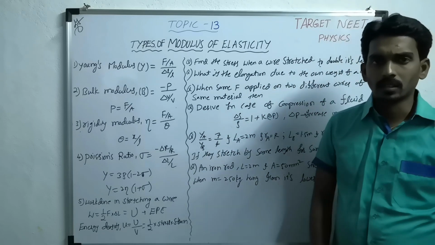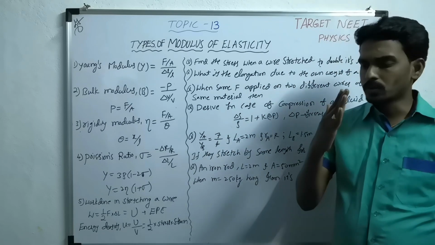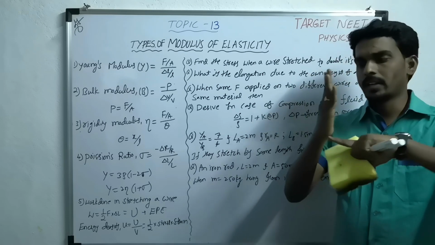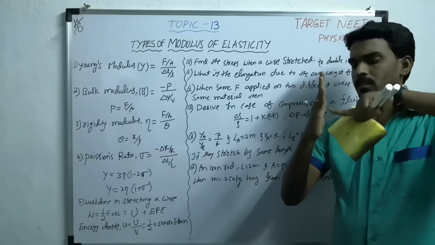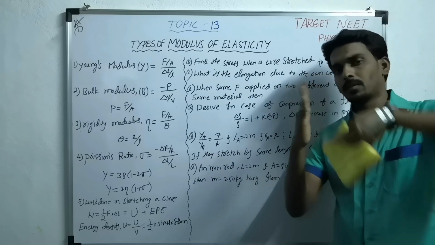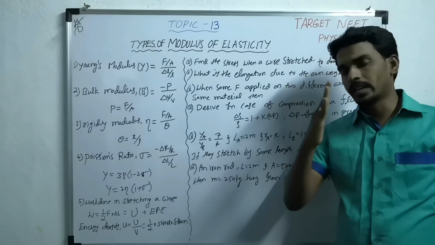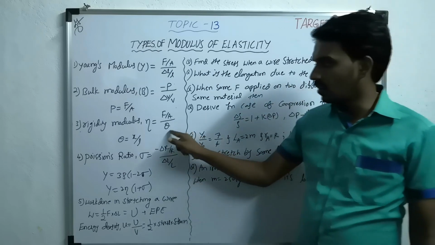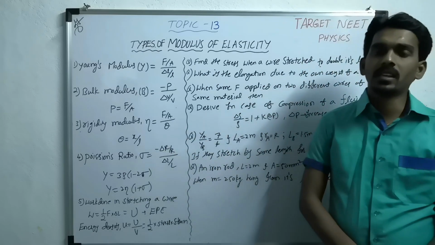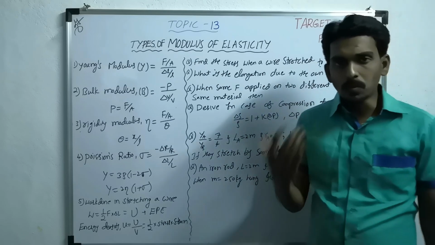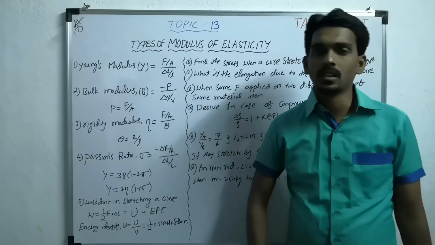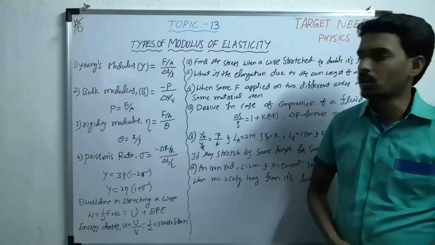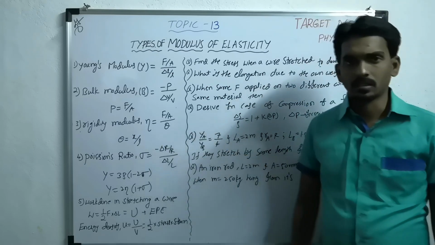And the final one, when the body position slightly changes, when the bottom is fixed and you apply force on the surface, then if it gets shifted by some distance, it gets shifted by some angle, then that angle theta is called shearing strain or shear strain, and the corresponding stress we call shear stress. So the ratio of shear stress and shear strain is called rigidity modulus.